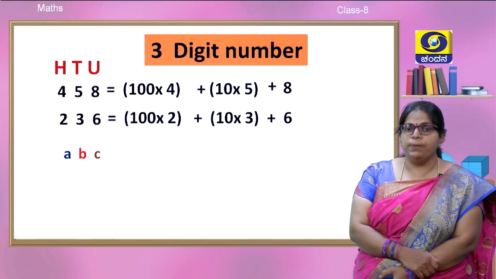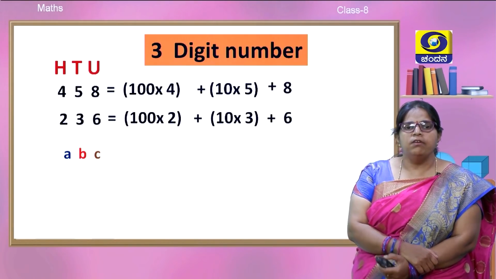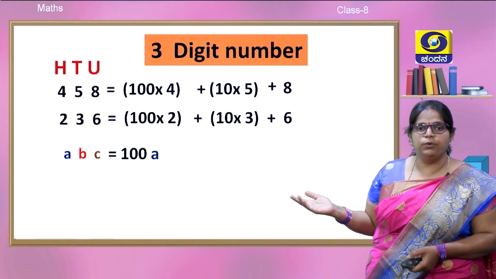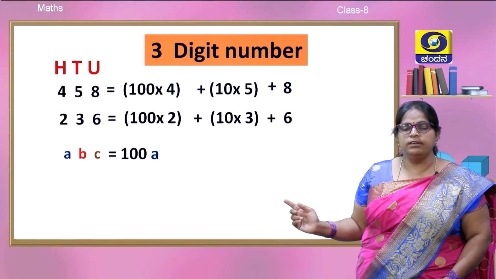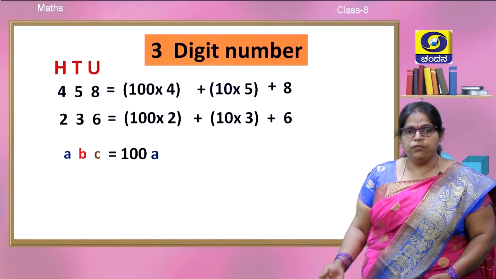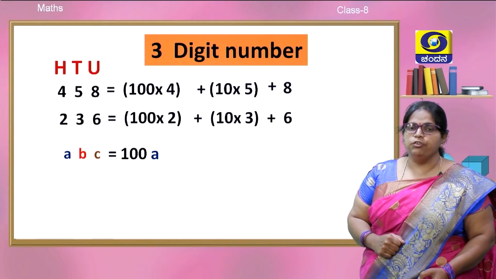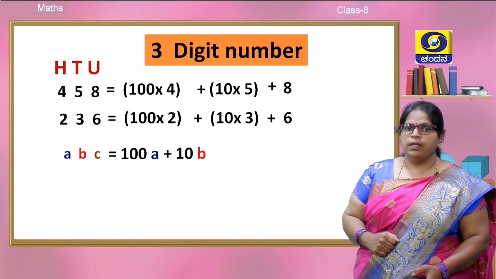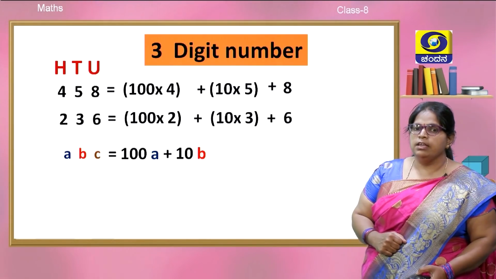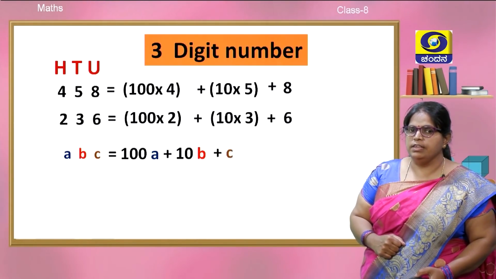Let us expand it. Here you have A in the hundreds place. Therefore, this is equal to 100 into A, 100A, and B is in tens place. Therefore, it is equal to 10 into B, plus 10B, and C is in units place. Therefore, 1 into C, so plus C.